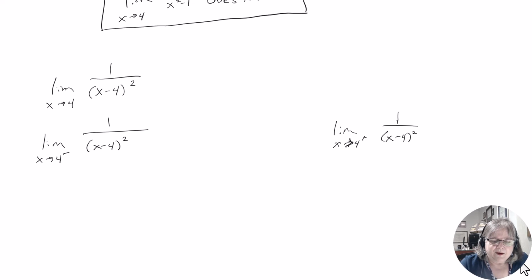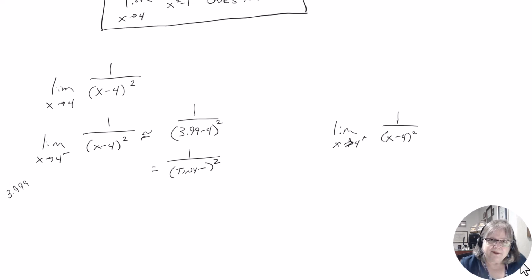Okay, so I want a number to the left of 4. So again, something like 3.99. So this would be something like 1 over 3.99 minus 4 squared. So this is 1 over a tiny negative squared. Now, a tiny negative squared is going to become positive, and it's even more tiny.